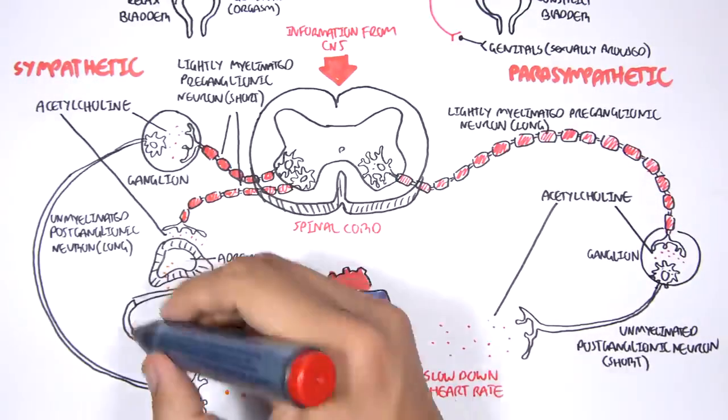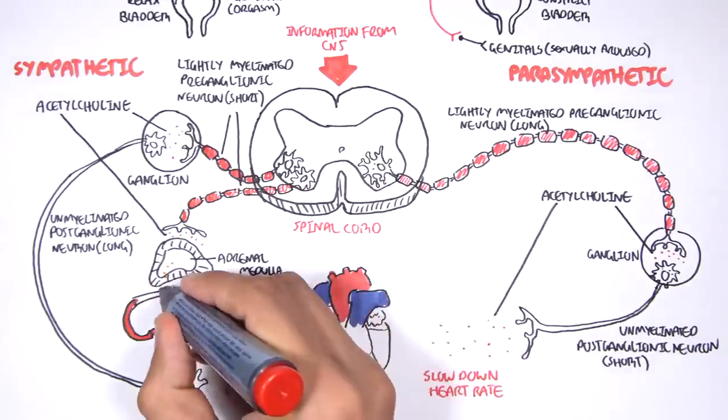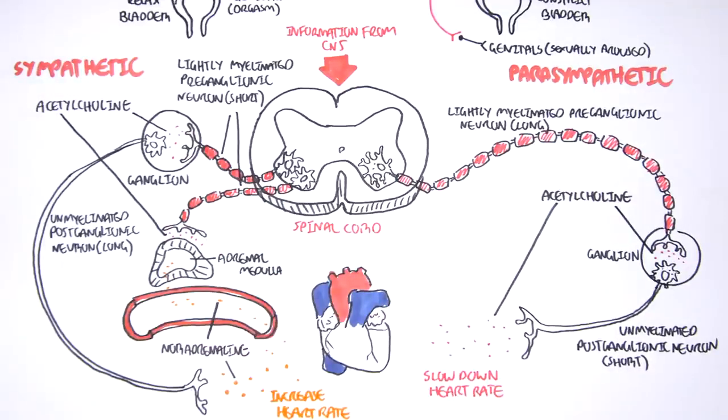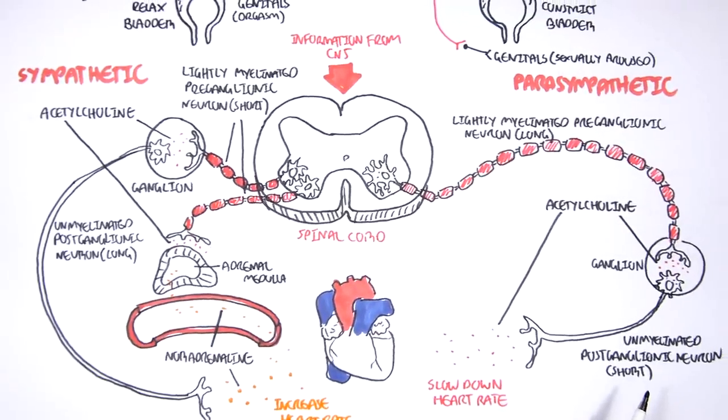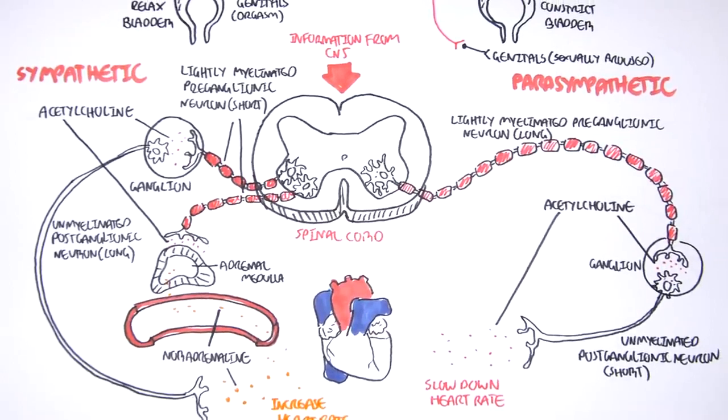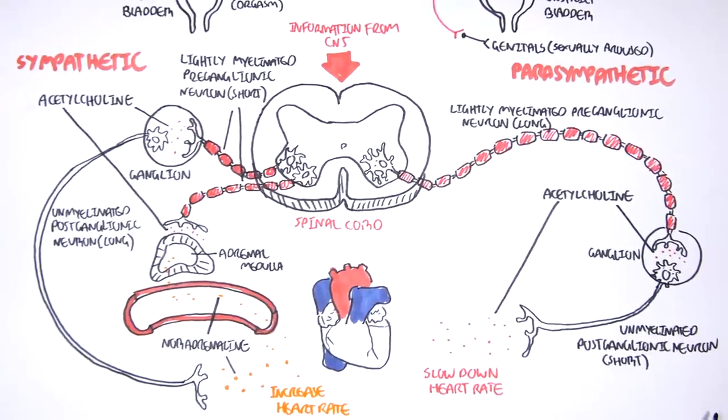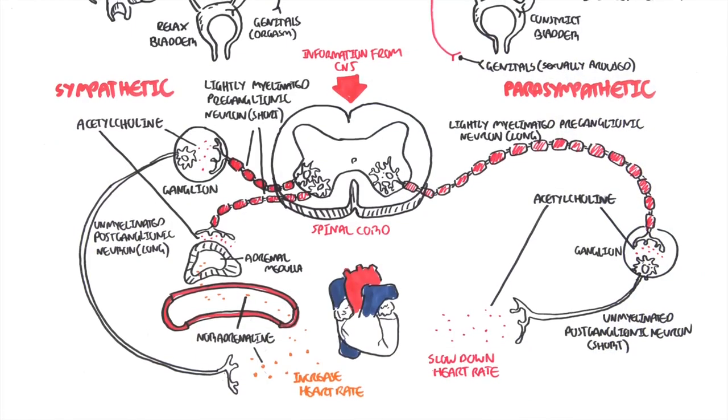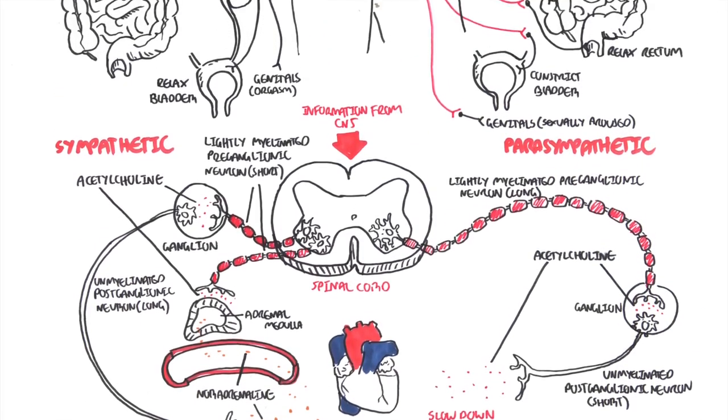So noradrenaline can be stimulated from the adrenal glands by the sympathetic nervous system, or it can also be produced by the postganglionic sympathetic nerves. And both of these noradrenaline sources, regardless of where they come from, when they target the heart, will increase the heart rate. And this is what you want when you're exercising, increasing heart rate.